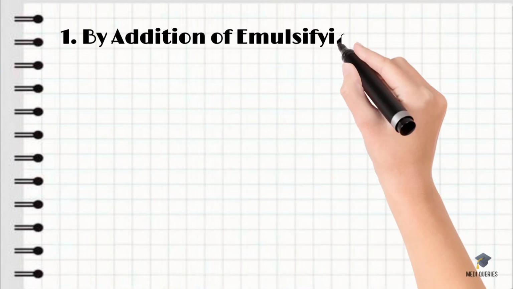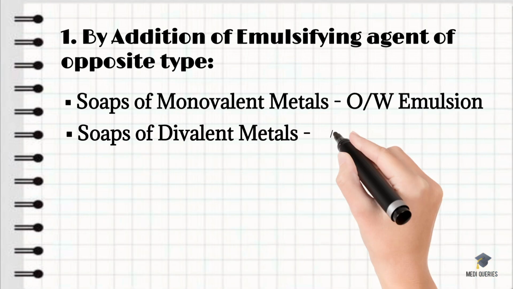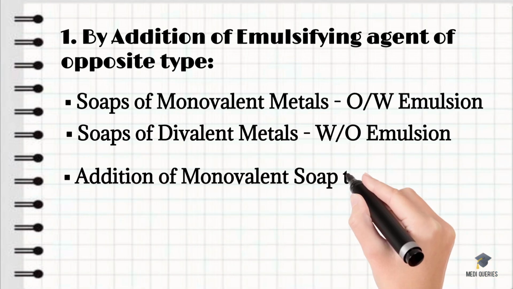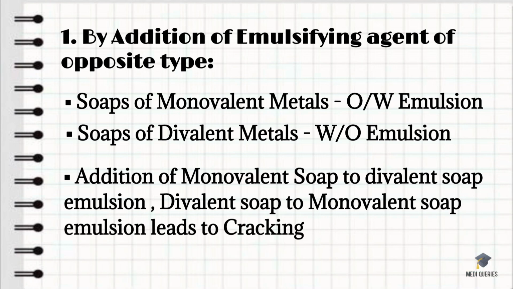The first one is addition of an emulsifying agent of the opposite type. Soaps of monovalent metals produce O/W type emulsion, whereas soaps of divalent metals produce W/O type emulsion. But the addition of a monovalent soap to a divalent emulsion, or a divalent soap to a monovalent emulsion, leads to the cracking of an emulsion.